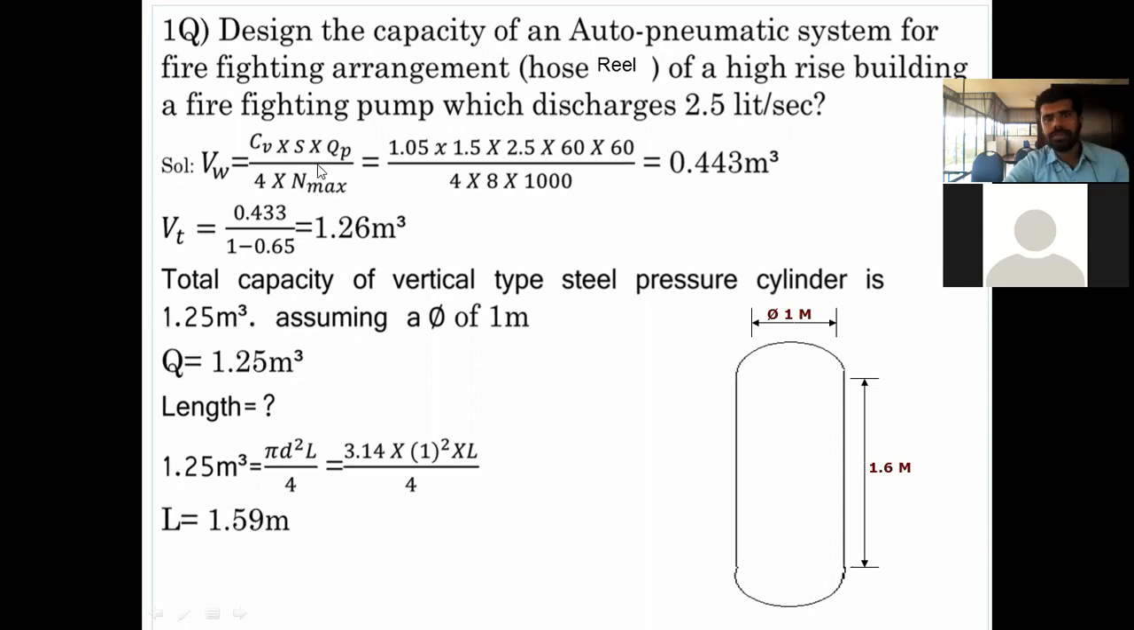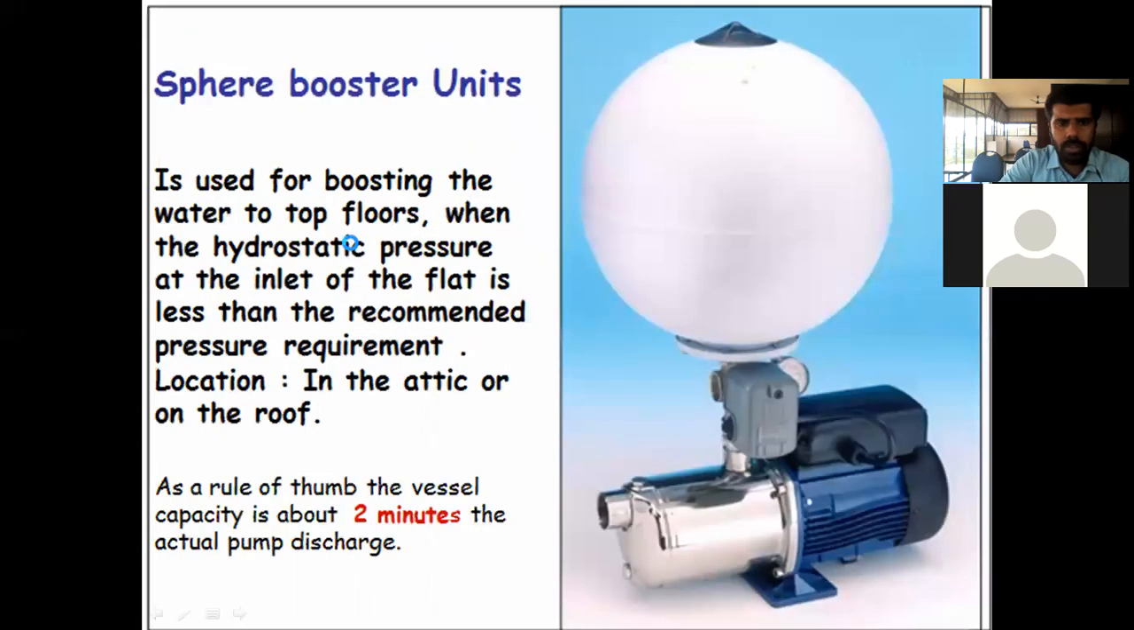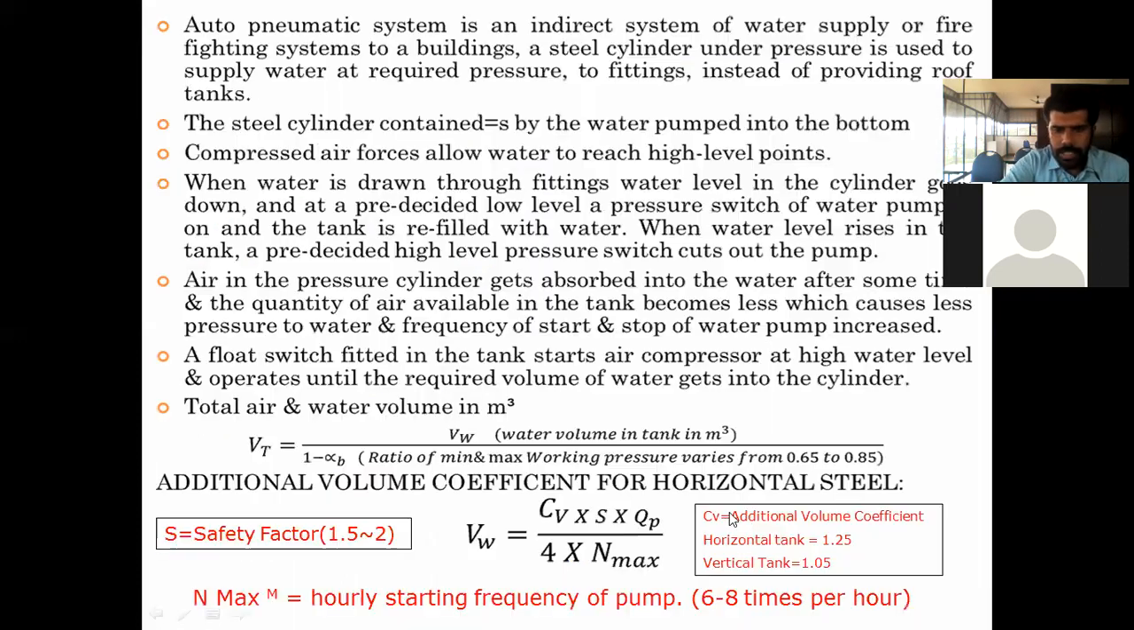All these values are given values only. You can see here, CV is the additional volume coefficient. If you are dealing with a horizontal tank, it is 1.25. The CV will be changing. If you are using a horizontal tank, the CV will be 1.25. If you are using a vertical tank, the CV will be 1.05. S is the safety factor. You can give 1.5 or 2.